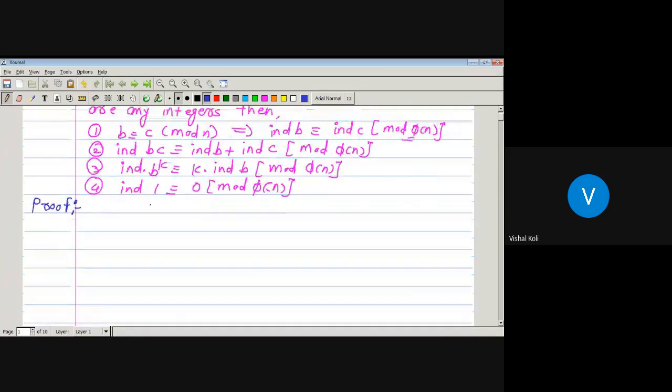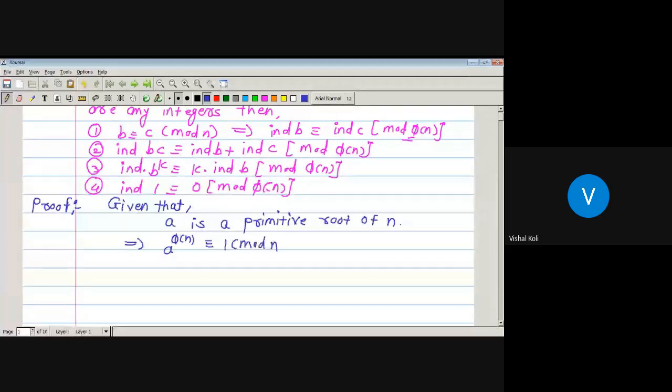Now, as we are given that a is a primitive root of integer n, which implies a to the power phi of n is congruent to 1 modulo n, and a to the power k is not congruent to 1 modulo n whenever k is less than phi of n. Okay, so this is from the given.